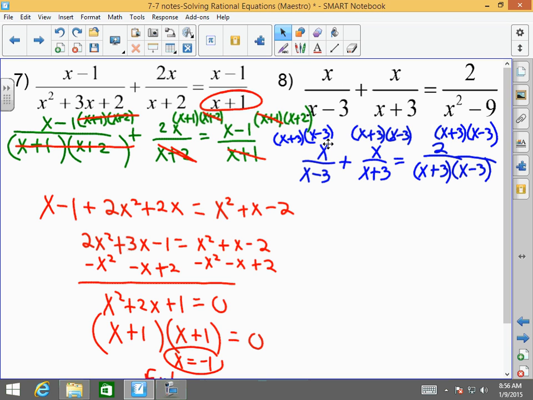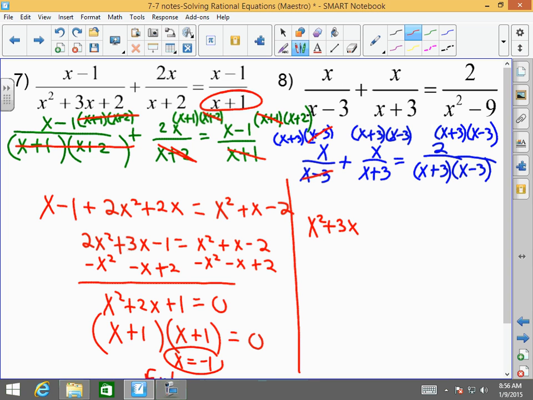You guys with me? The x minus 3's cancel here. What am I left with, brothers? x squared plus 3x. Spectacular. The x plus 3's cancel here. What am I left with, brothers? x squared minus 3x. Spectacular. And here? 2. Excellent. x squared plus x squared is 2x squared. The 3x minus 3x cancels. Equals 2. No. Subtract 2.